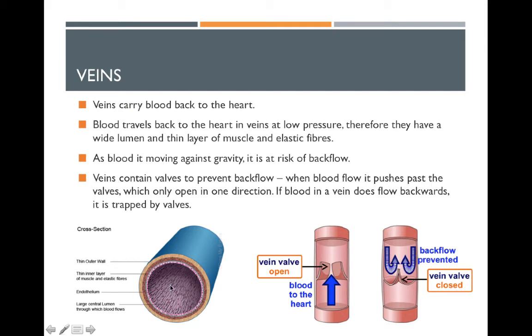And as you can see here, like I said, much wider lumen, so wider opening for the blood to flow through, doesn't need nearly as much muscle tissue or elastic fibres in it.